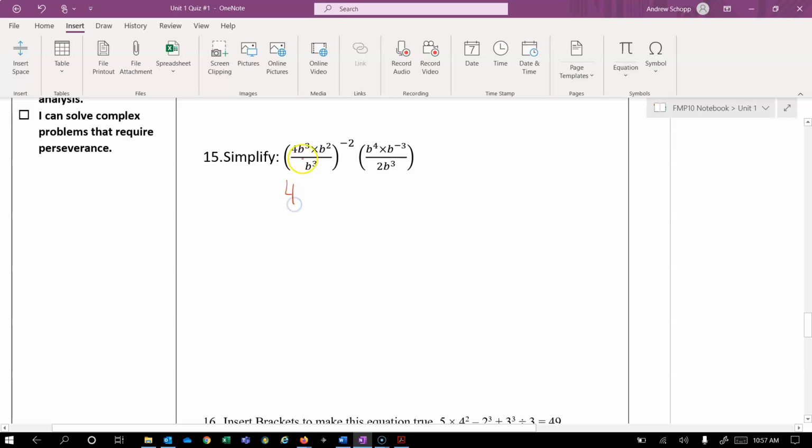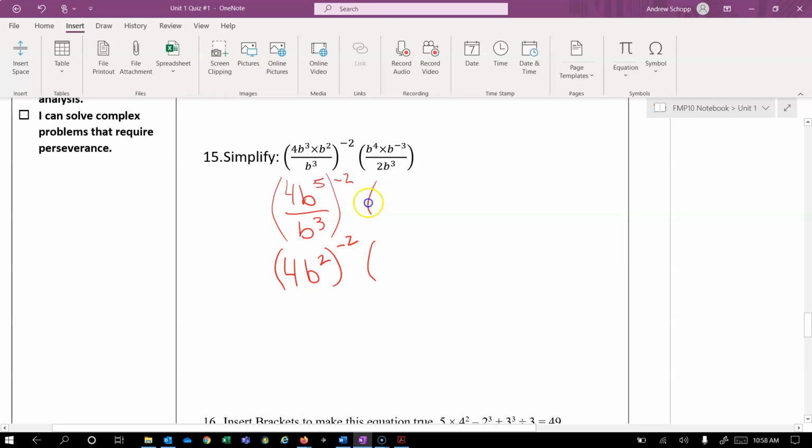So 4 b to the power of 3 times b to the power of 2 is b to the power of 5 all over b to the power of 3, still to the power of negative 2. And I'll just take this piece one step further. I can now divide b to the power of 5 by b to the power of 3, and I end up with 4b squared to the power of negative 2.